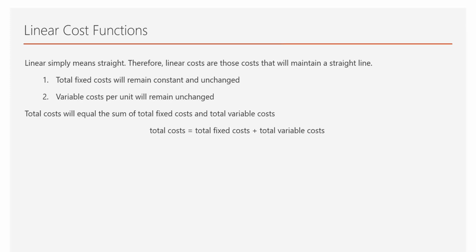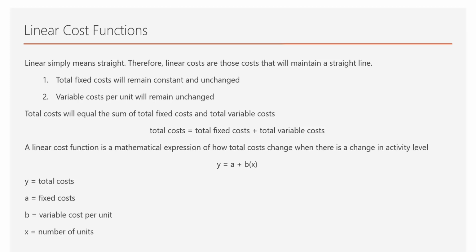Let's refresh our memories with total costs. Total costs will equal the sum of total fixed costs and total variable costs, as we see in the equation there on your screen. Total costs equals total fixed costs plus total variable costs.